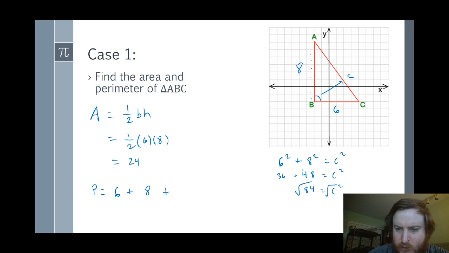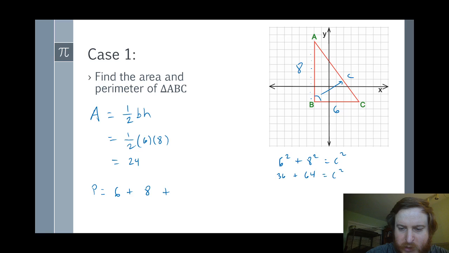I messed that up. I don't know what I just did. Hopefully you are smarter than I am. 8 squared is not 48. 8 squared is 64. 36 plus 64 is 100. And then the square root of 100 is 10. So these numbers were very nice. So 6 plus 8 plus 10.